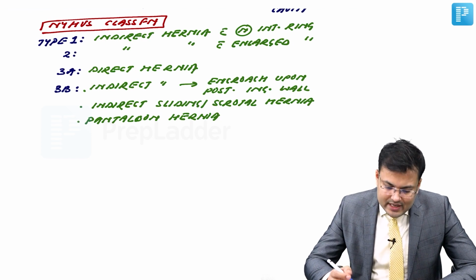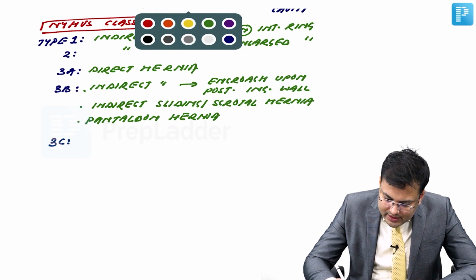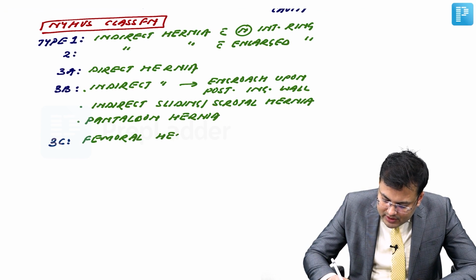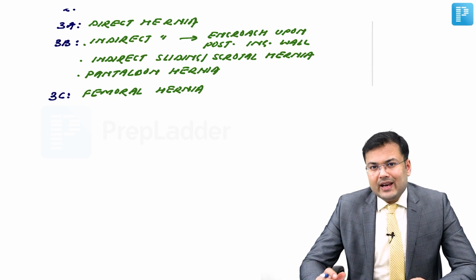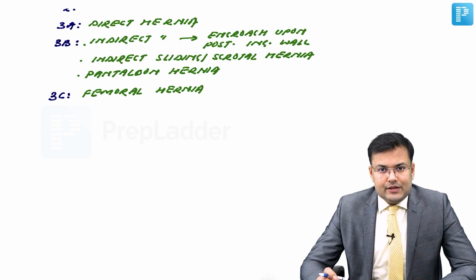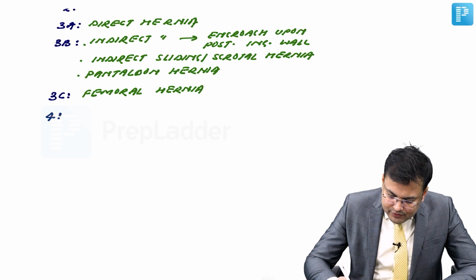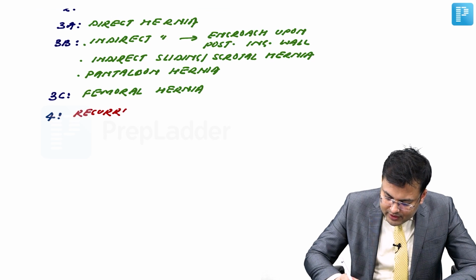What is included in type 3C? In type 3C, femoral hernia is included. Okay. And type 4 is for recurrent hernia, which is further divided into 4A, 4B, 4C, 4D. So see, type 4 is for recurrent hernias.